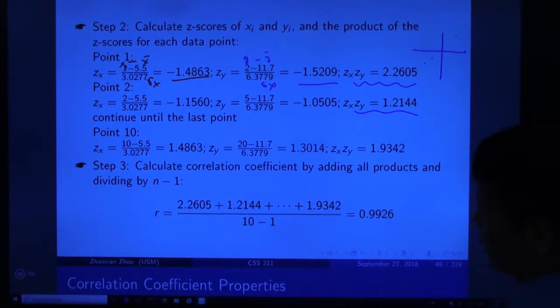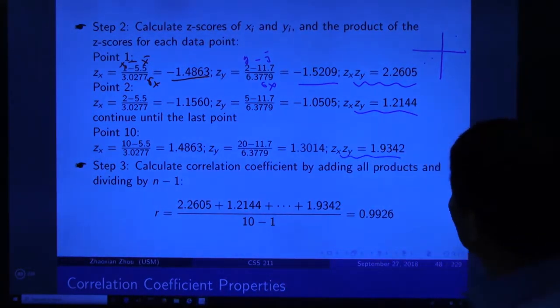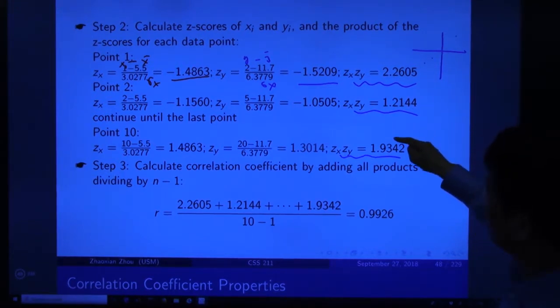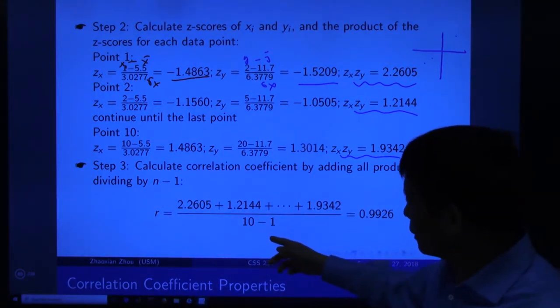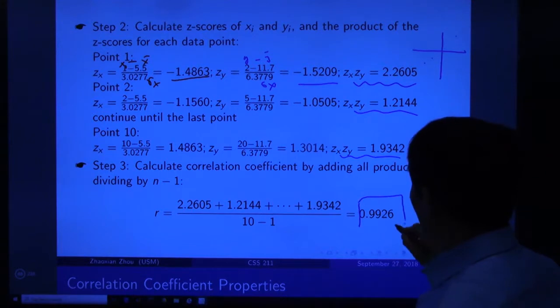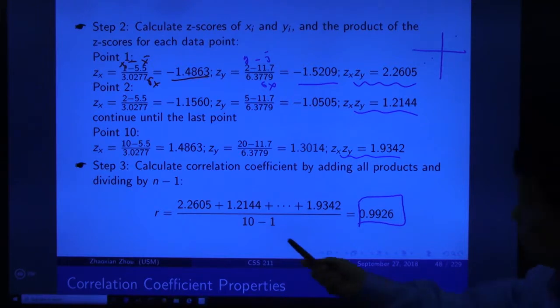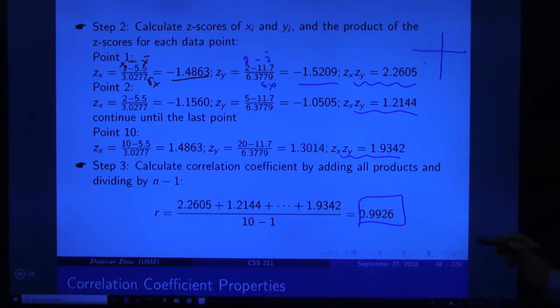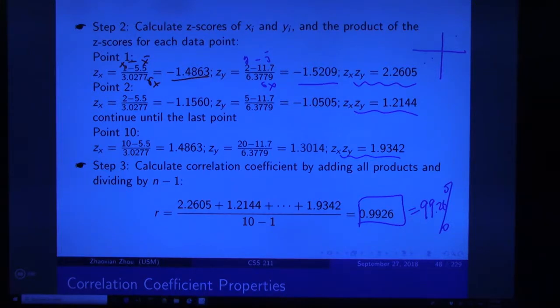The last step is to add all these products together. This one, plus the third one, fourth one, until the last one, the 10th one. Add all this together, then divide by n minus 1. N equals 10, so n minus 1 equals 9. And this gives us 0.9926. So that means the correlation coefficient equals 99.26%. So very close to 1.